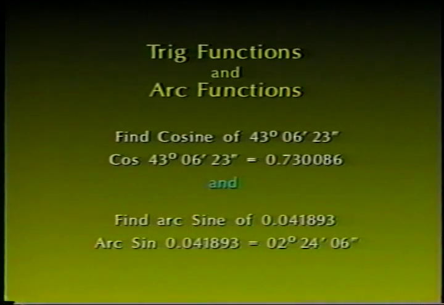For example, in this graphic, what is the value of the cosine function for 43 degrees, 6 minutes, 23 seconds? It is 0.730086. The second operation is: what is the arc function value of a given numerical trig function? What is the arc sine value of 0.041893? It is 2 degrees, 24 minutes, and 6 seconds.